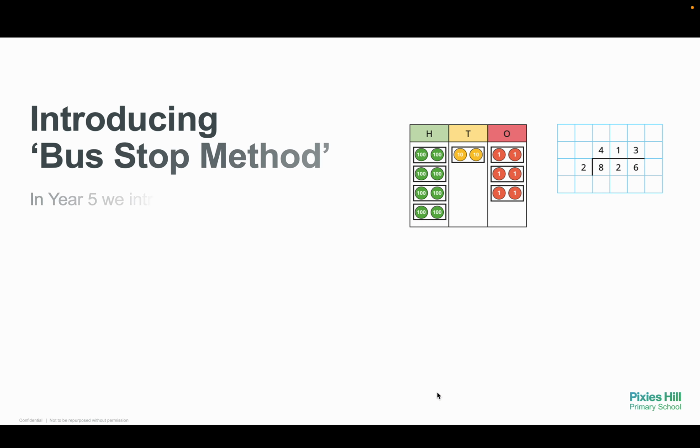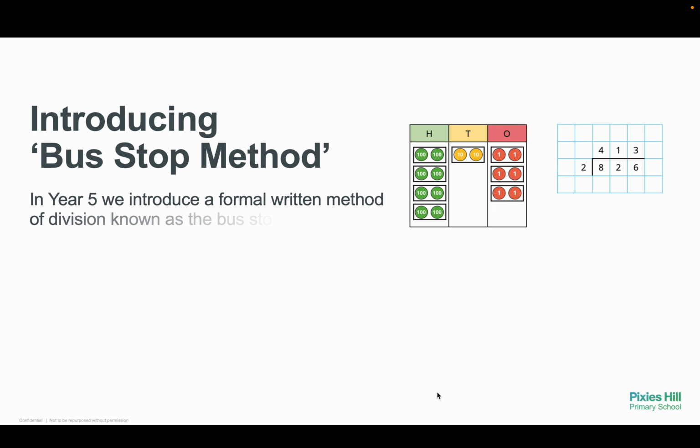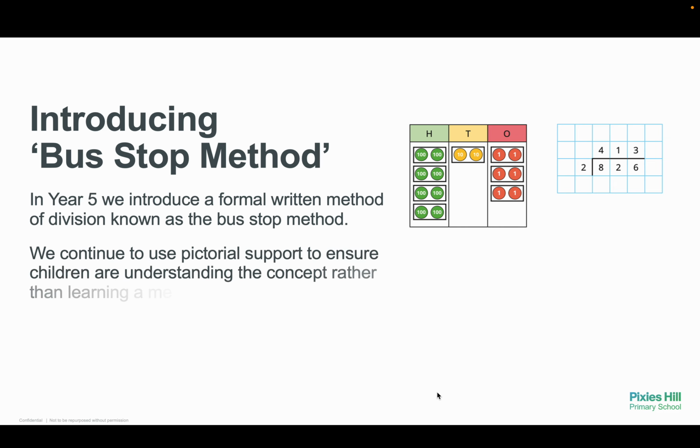Introducing the bus stop or formal written method happens in Year 5, but as you will see from this slide, we still use pictorial support to demonstrate to the children what is happening. It is important for children to fully understand the concept rather than just learning a method. Children are taught to work from left to right, and to start with, everything will divide equally to ensure no carrying or exchanging is happening.